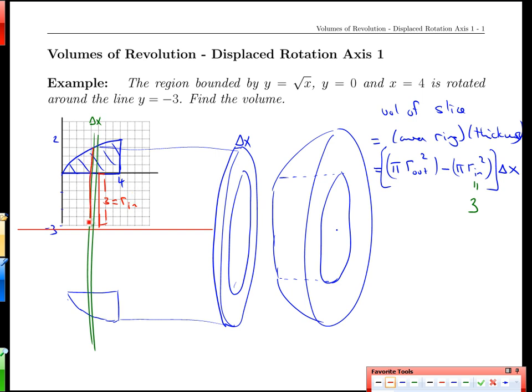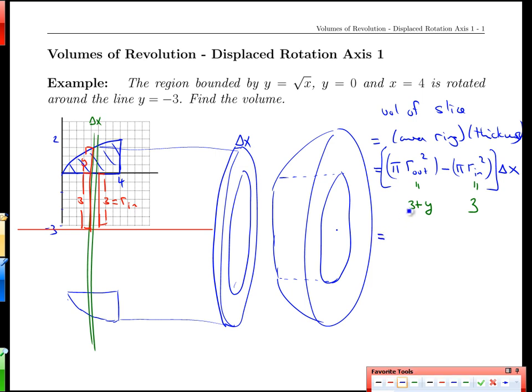It's the distance from the axis out to that curve, which is made up of two pieces. One is our y-coordinate, and the other part is the gap of 3. So our outer radius is going to be 3 plus our y-coordinate on the curve. It's a y distance, but it also has the 3. That's the entire radius, the combination of those two pieces.